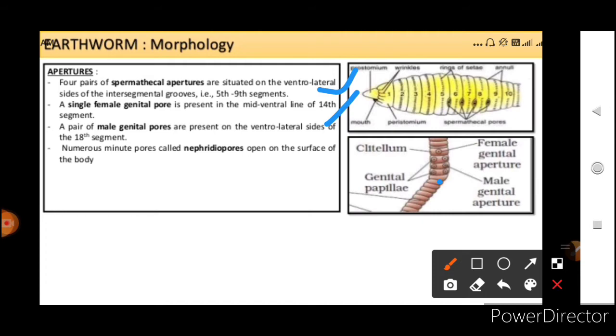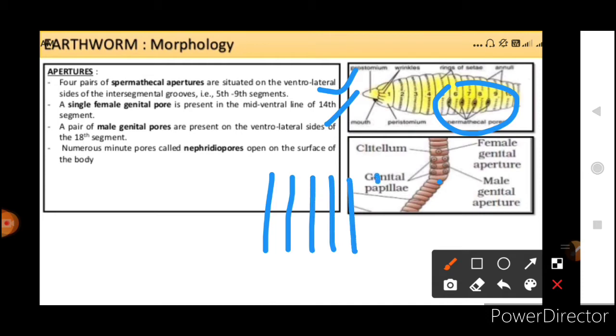Four pairs of spermathecal apertures are situated on the ventrolateral sides of the intersegmental grooves. Here you can see in the diagram, this 5th to 9th. Ventrolateral sides means, this is segment 1, this is 2, this is 3, this is 4, this is 5, this is 6. So it will be present on this segment, then again on this segment, again on this segment. You can see in the diagram very easily.